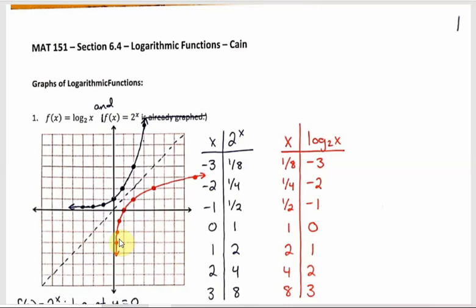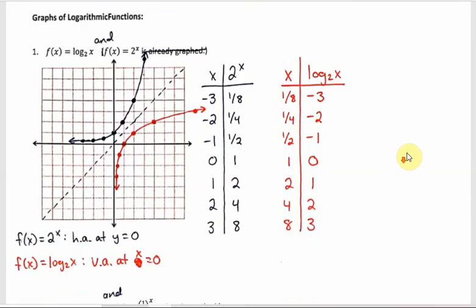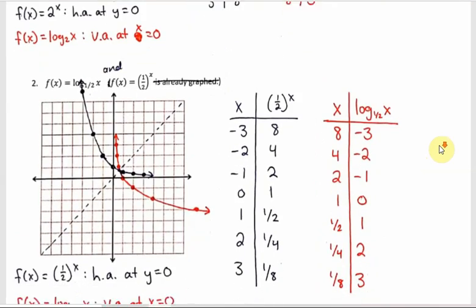So the red one is the new one. That's the log graph. And most of the log graphs that you're ever going to have to think about or draw are going to be this kind, where the base is greater than 1, where it goes through 1, 0, and then you've got this vertical asymptote right here, the y-axis, so x equals 0, and then on the right side it just goes off like that, increasing. Usually it's that, but every once in a while you get this.